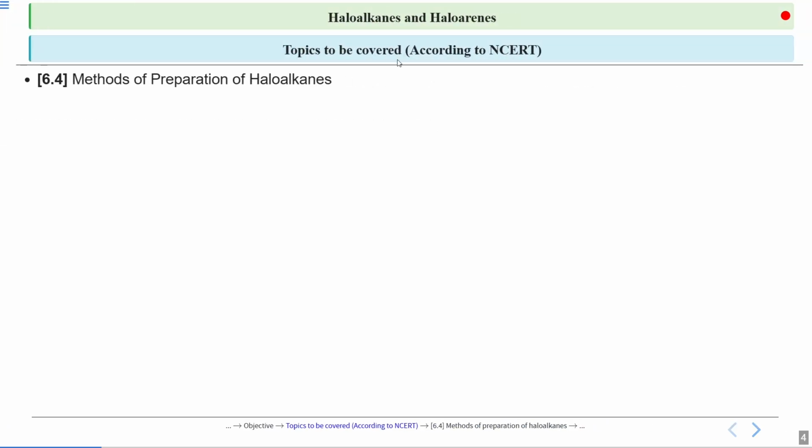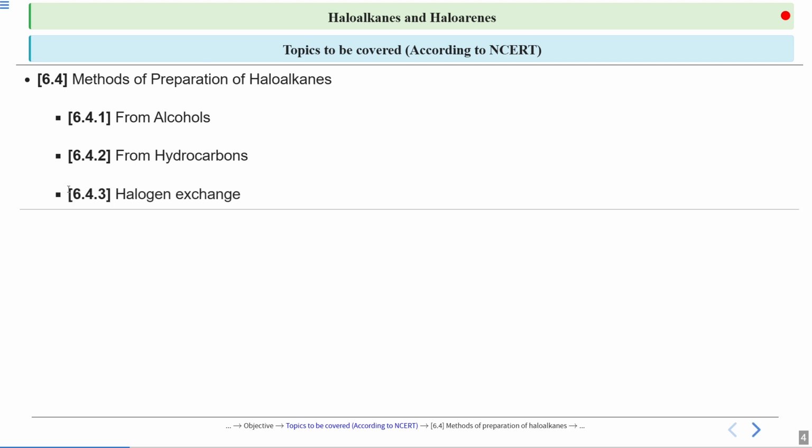The topics that we are going to cover today according to the NCERT: firstly, the section 6.4, methods of preparation of haloalkanes, under which we will talk about the section 6.4.1, that is the preparation from alcohols. Then we talk about the 6.4.2 section, that is the preparation from hydrocarbons. And then lastly, we will cover 6.4.3, halogen exchange, the preparation of haloalkanes via the halogen exchange process.